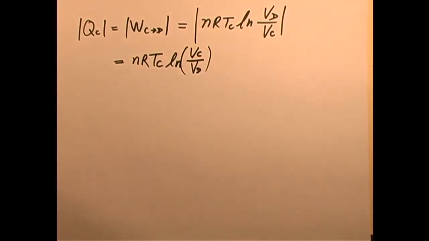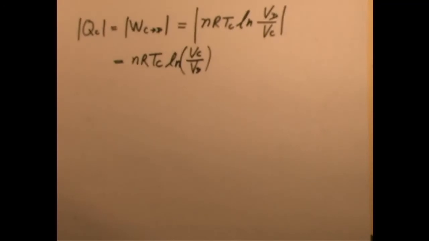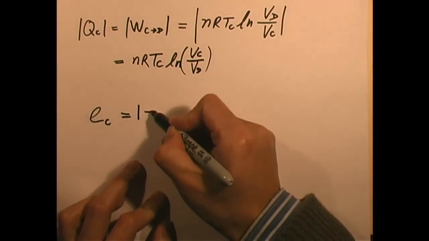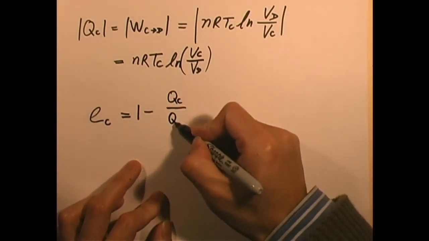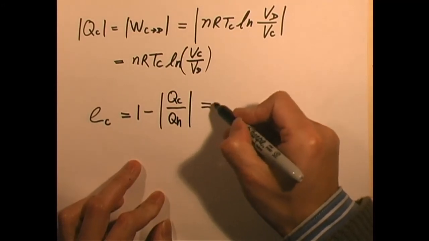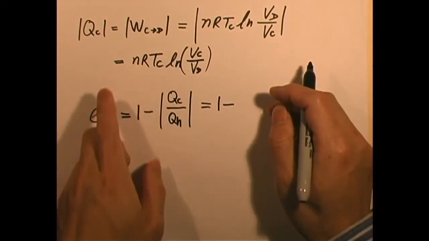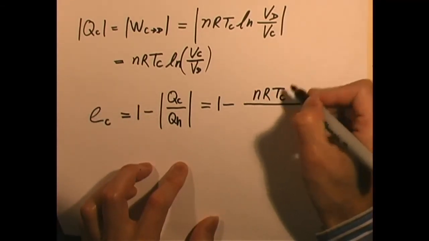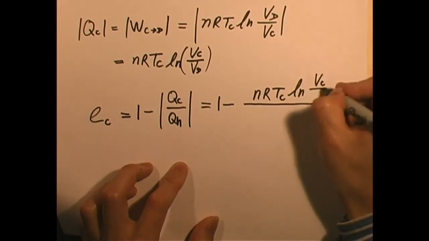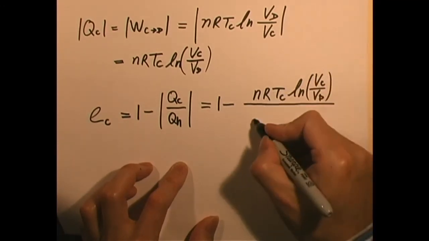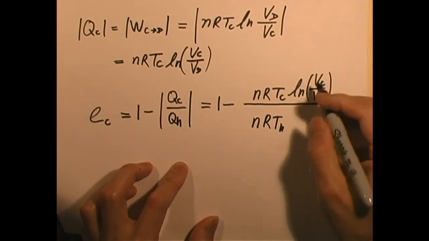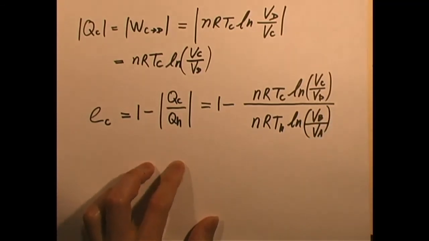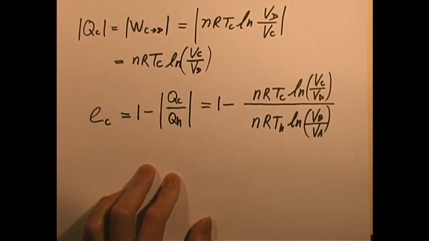So therefore, I found an expression for the efficiency of the Carnot cycle. E Carnot equals 1 minus the absolute value of QC over QH. And that equals 1 minus, plugging in these results for QC and QH, nRT_C log of VC over VD, divided by nRT_H log of VB over VA. Now we can of course cross out nR here.